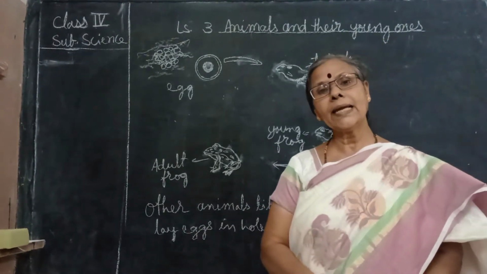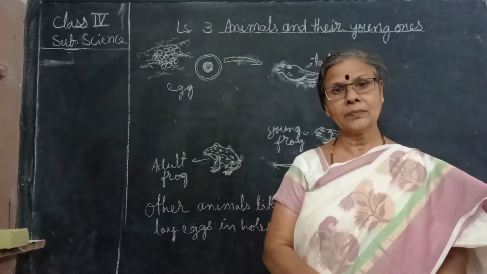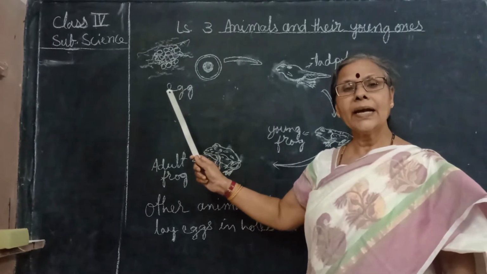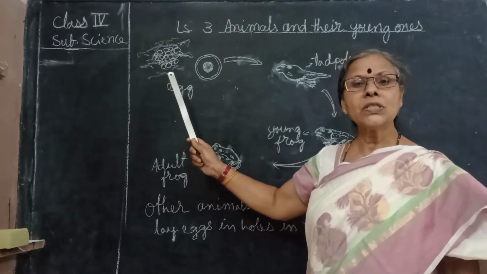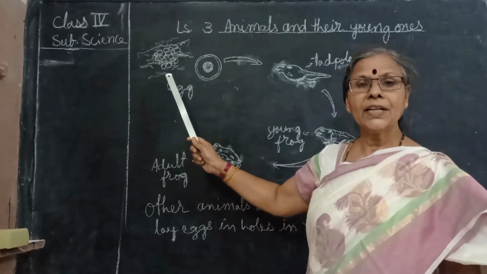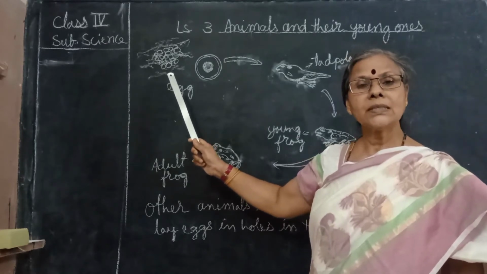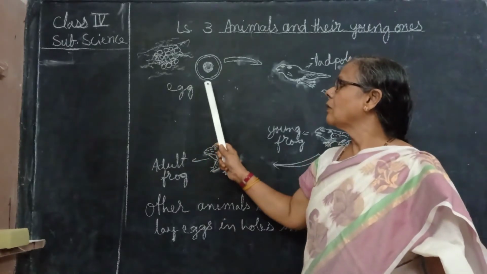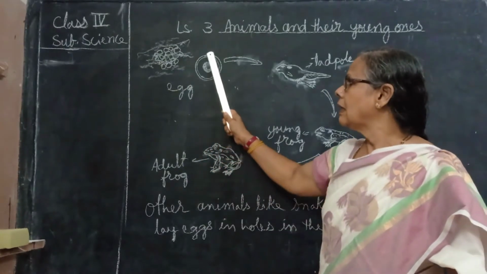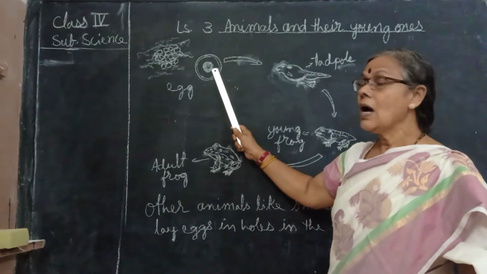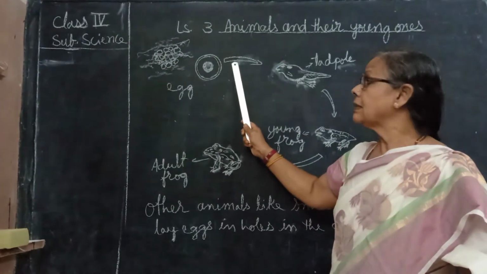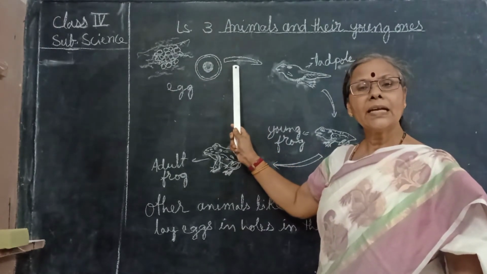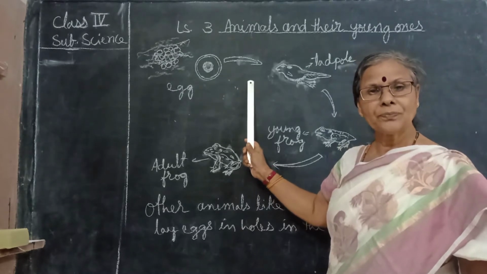Frogs also lay eggs in the water. The female frog lays hundreds and thousands of eggs in the water, in ponds or lakes. So the first stage is what? Egg. After a few days, the egg hatches and a tadpole comes out.